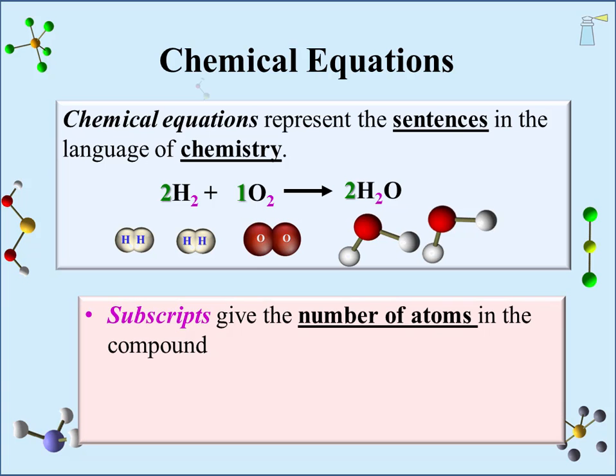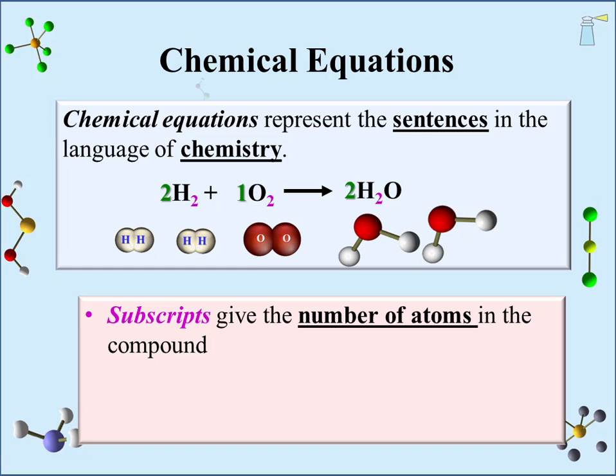One is the subscript, the number found in the lower right of an atom. Subscripts give the number of atoms in the compound. Both hydrogen and oxygen are diatomic molecules, that is, there are 2 atoms in each compound. In water, the ratio of hydrogen and oxygen is 2 to 1.